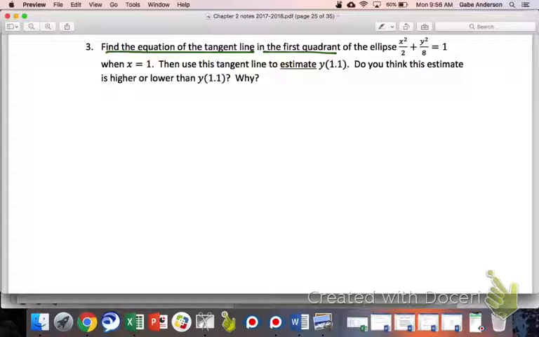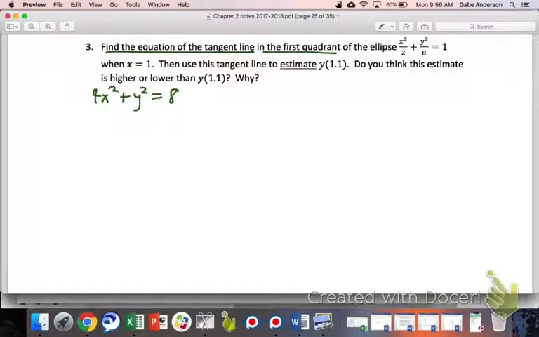Maybe before we totally get rolling with this, does anybody see something that would make this look easier, like a little algebra step we could do? Multiply everything by 8. Strongly suggested. That gets rid of all the fractions. Hopefully it eliminates your possible falling into the quotient rule trap. So I would do that. If you multiply everything through by 8, you get 4x squared plus y squared equals 8. So use that. Find the equation of the tangent line in the first quadrant when x equals 1.